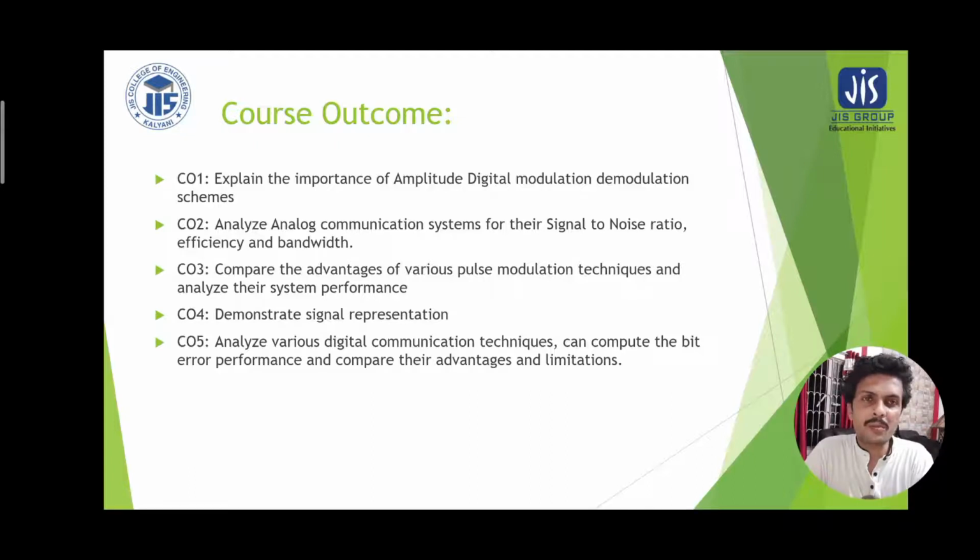The second course outcome deals with analyzing analog communication systems for their signal to noise ratio, efficiency and bandwidth, because whenever students are dealing with signals, they are very much interested to know about the power that can dominate the noise over the channel. So that is why signal to noise ratio plays an important role for analog and digital communication, as well as its efficiency and bandwidth. When the signal is received by the receiver, the accuracy should be as high as possible.